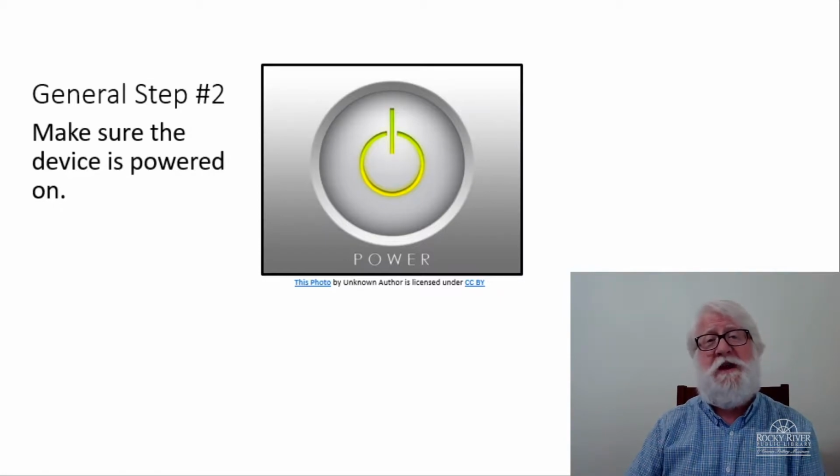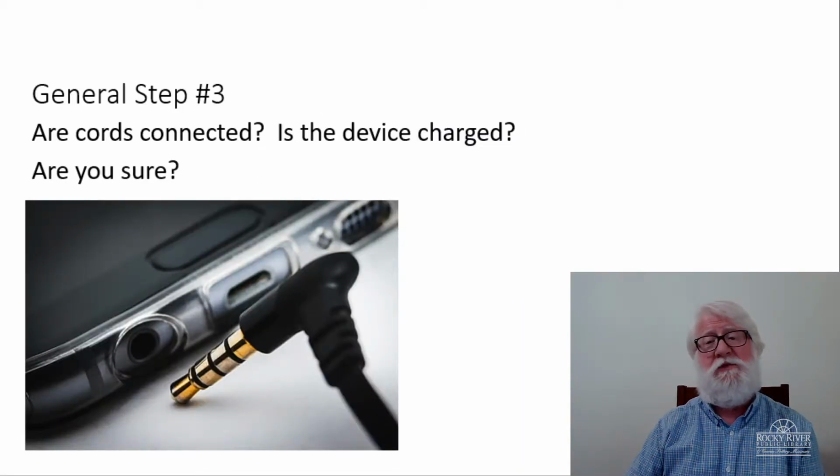Another step is to make sure that the device is powered on. Is it charged? Right? Is it charged enough? And step 3, are all the cords connected? Most of us have wireless things now, but if it has cords, make sure they're seated properly. Make sure things aren't just slightly unplugged. The Goldilocks principle of too much or too little might apply here. Is it too hard to plug it in? Is it too easy to plug it in? Is it too tight, too loose?